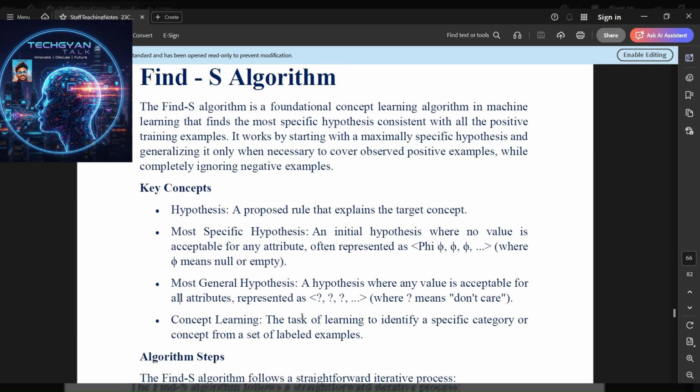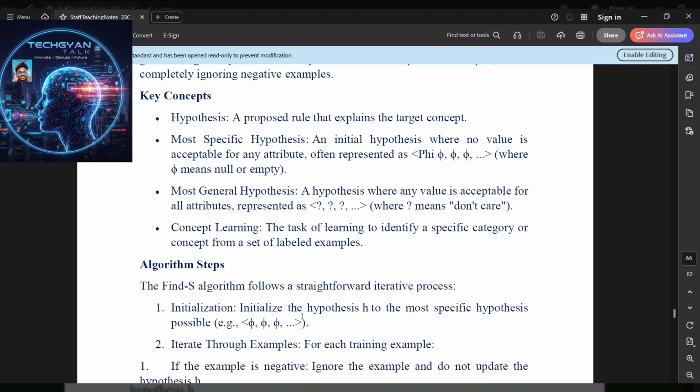Key concepts are hypothesis, a proposed rule that explains the target concept; the most specific hypothesis, the initial hypothesis where no value is acceptable for any attribute, often represented as phi, where phi means null or empty; and the most general hypothesis, where any value is acceptable for all attributes, represented as question marks, where a question mark means they don't care. So that is an attribute where it doesn't follow any kind of rules or procedure or anything.